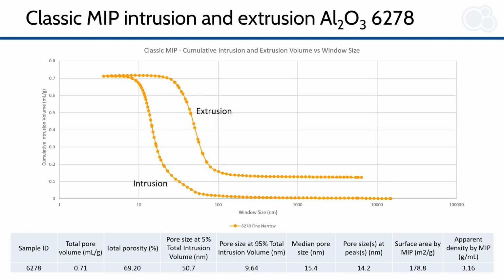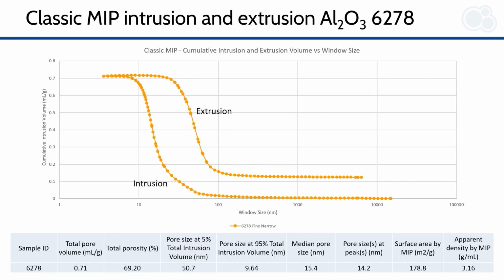The intrusion-extrusion analysis of this alumina catalyst support with a fine, narrow pore size distribution indicates that even when looking at pore window sizes an order or two larger than those corresponding to the pore filling, we still don't see all of the mercury extruding. The fact that the extrusion curve is flat from just under 100 nanometers to almost 10,000 nanometers supports the belief that the mercury intrusion into some of the cavities truly is irreversible.